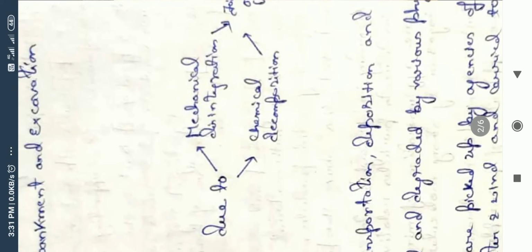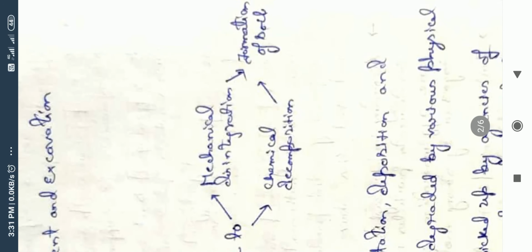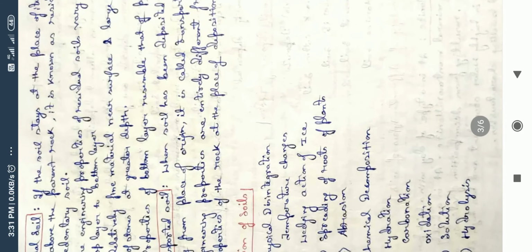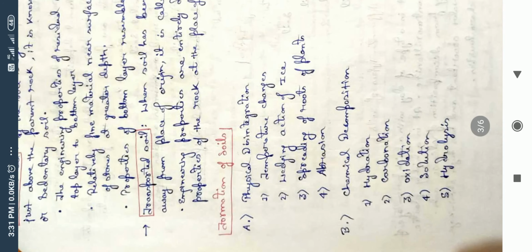Now let us see formation of soils. As I was discussing here, mechanical disintegration and chemical decomposition. So mechanical disintegration or physical disintegration, right? Formation of soils takes place in two ways: the physical disintegration or the chemical decomposition. So let us see what is this physical disintegration.